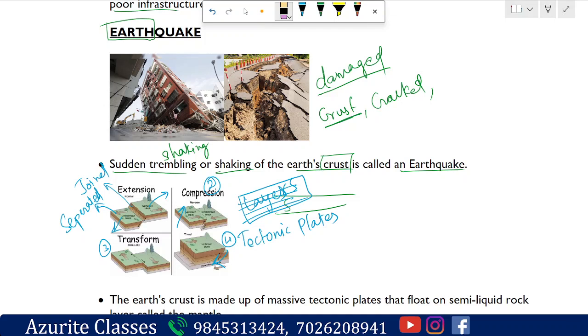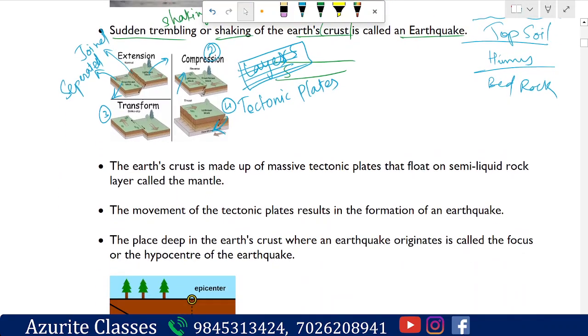The layers are humus, topsoil, subsoil, and bedrock. So topsoil is humus, the topsoil where we plant the trees and all. That is humus, then comes the bedrock. That is not required for you, just remember. Topsoil means lithosphere, sir. Yes, very good.